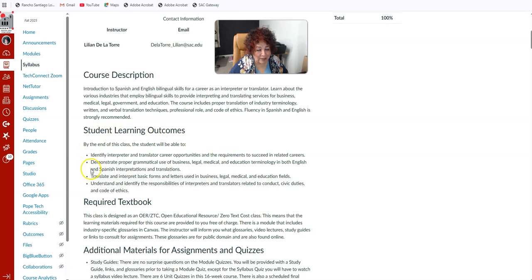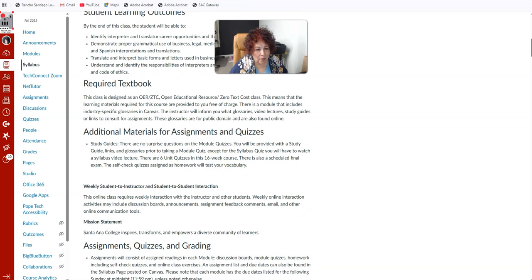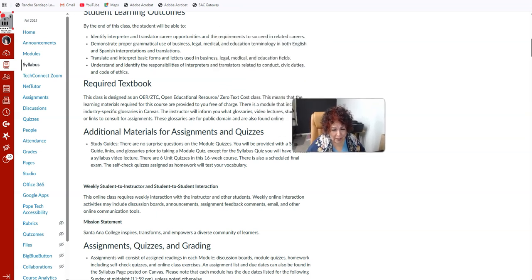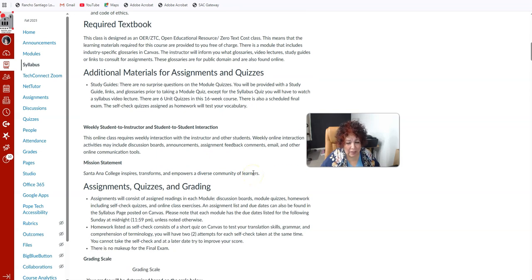Now, even though they're listed here, a good 20% of the students do not follow the instructions and get that answer wrong. This is a zero text cost class, meaning that there's no textbook required. We provide you with all the open educational resources, and also the references and links so that you can have open educational resources for each module.